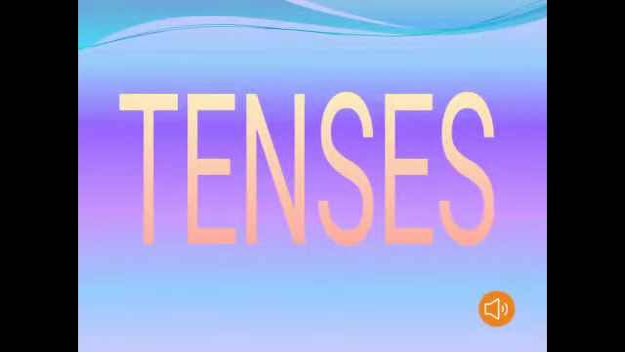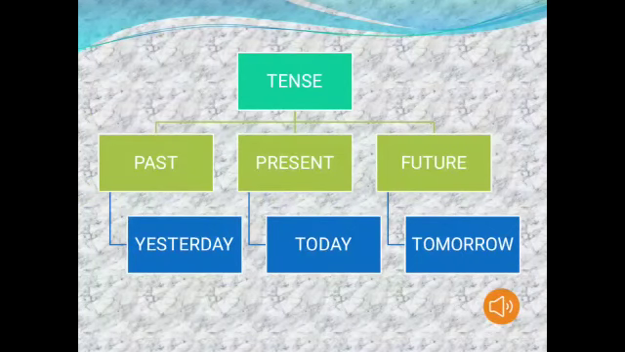Tenses. Tense is a form of the verb which shows the time and the state of an action or event. Corresponding to the three divisions of time, there are three tenses. Number 1, the past tense. Number 2, the present tense. And number 3, the future tense.